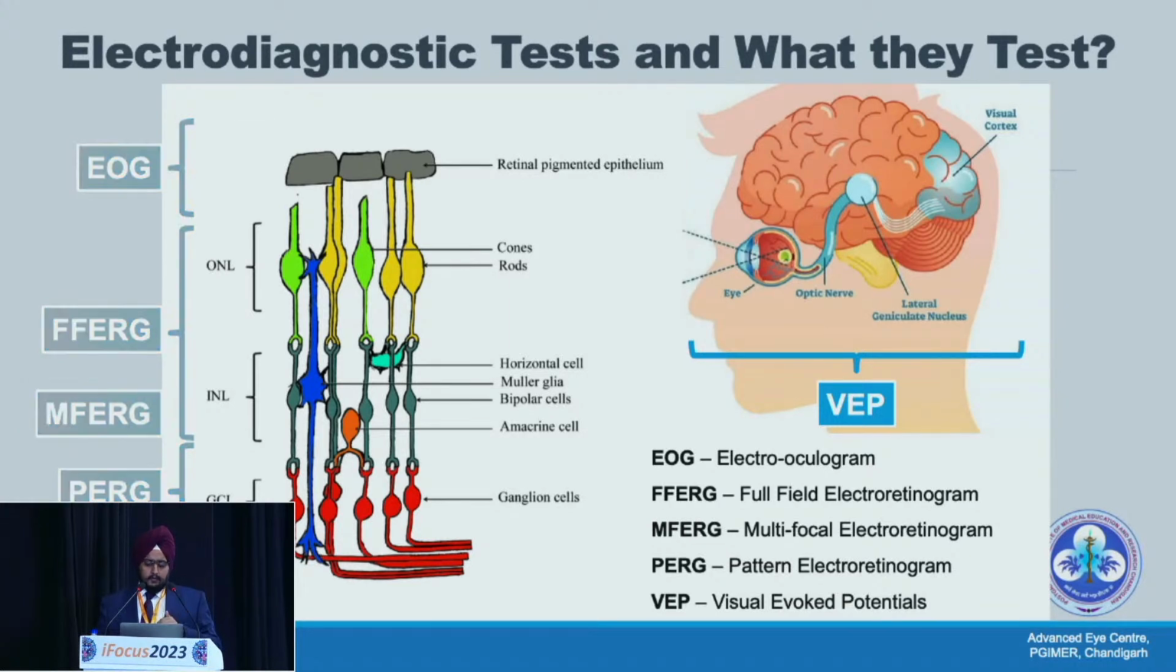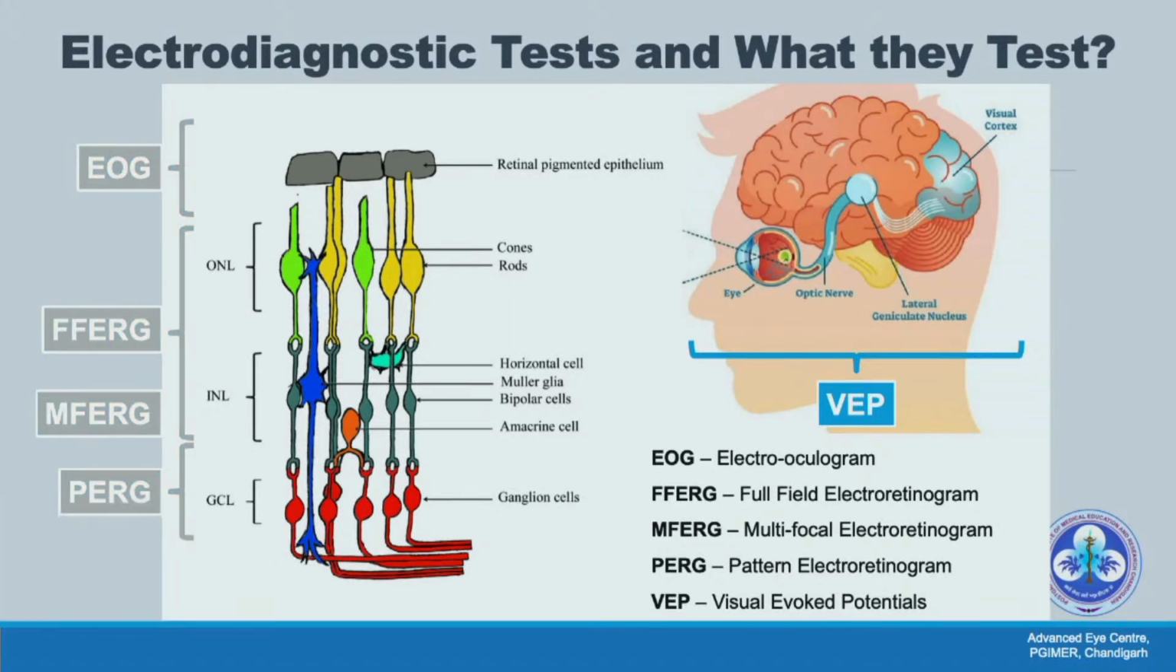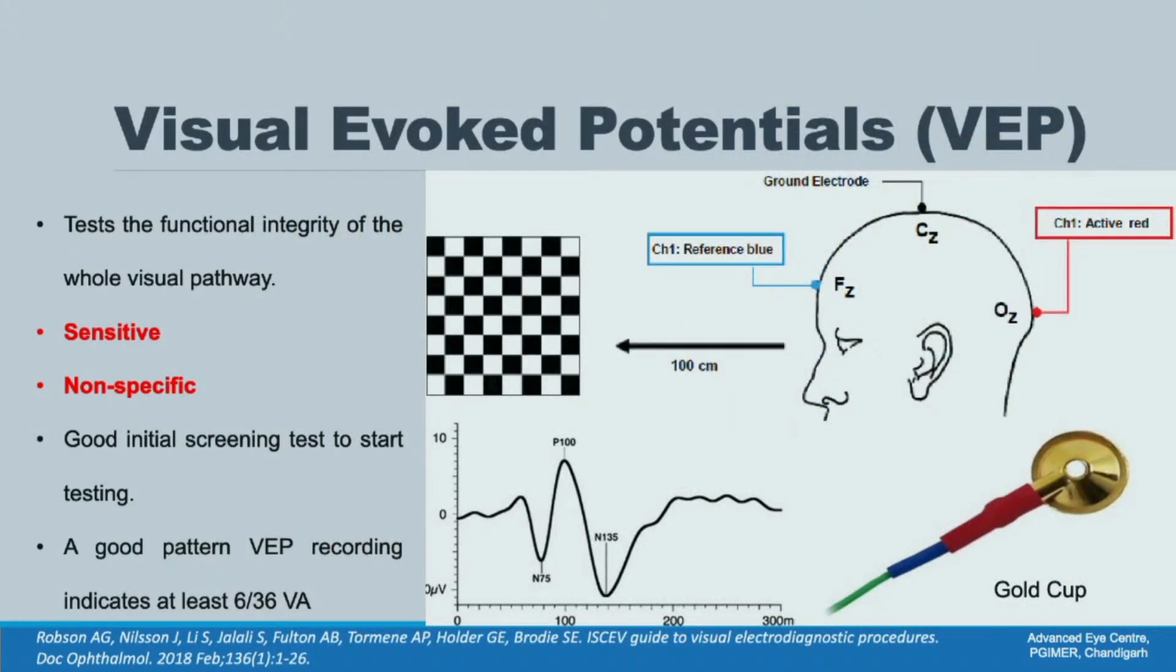Coming specifically to the visual evoked potentials, they are very sensitive. They will tell you very nicely that there is some problem in the visual pathway, but they are non-specific. You can't pinpoint where the lesion is just on the basis of a VEP. It is a good screening test to start with, but it needs other tests in conjunction to rule out other things so that you can pinpoint the problem onto one particular thing.